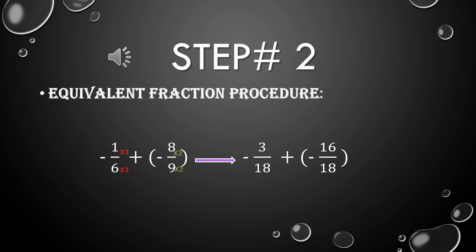After that, we have to apply step 2, that is the equivalent fraction procedure. Remember that if your denominator changes, your numerator also has to change. So, 6 times what gives me 18 times 3. Whatever number I multiply to the denominator, I have to do it to the numerator. So, 1 times 3 equals 3. And then, you do the same thing to the other fraction. 9 times what gives me 18 times 2. So, whatever number you multiply to 9, you will have to do it to the numerator too. So, 8 times 2 equals 16.